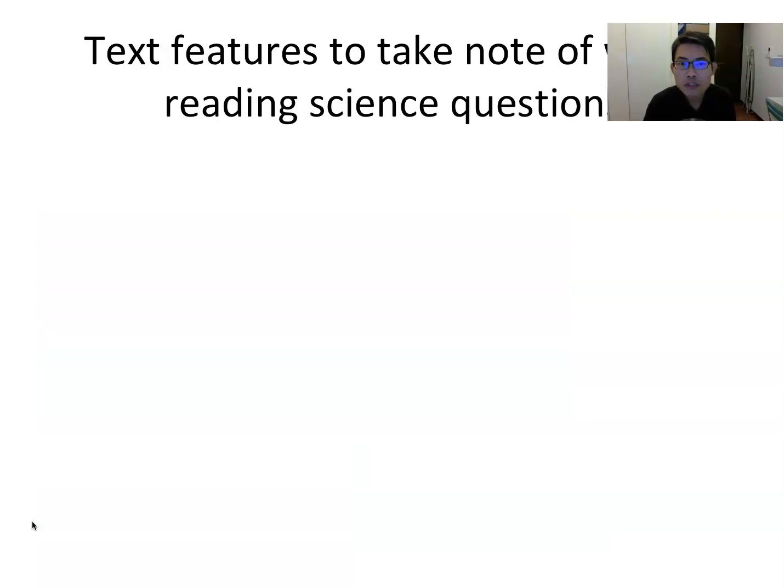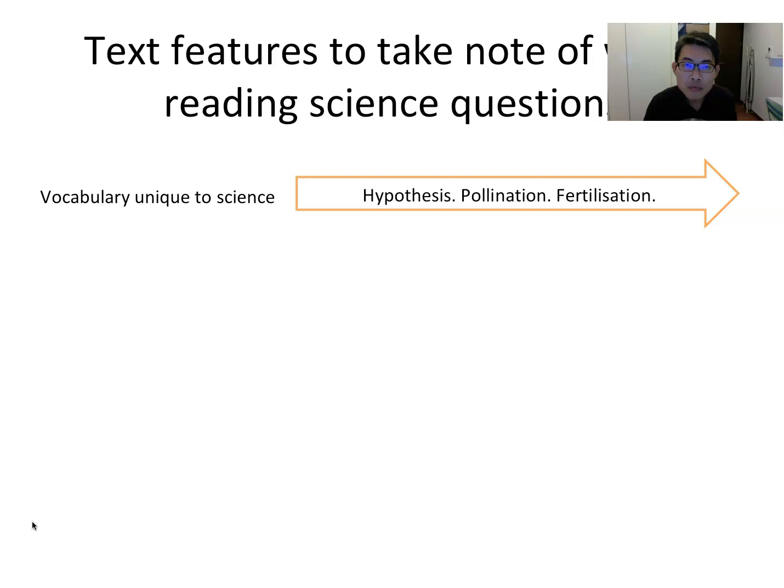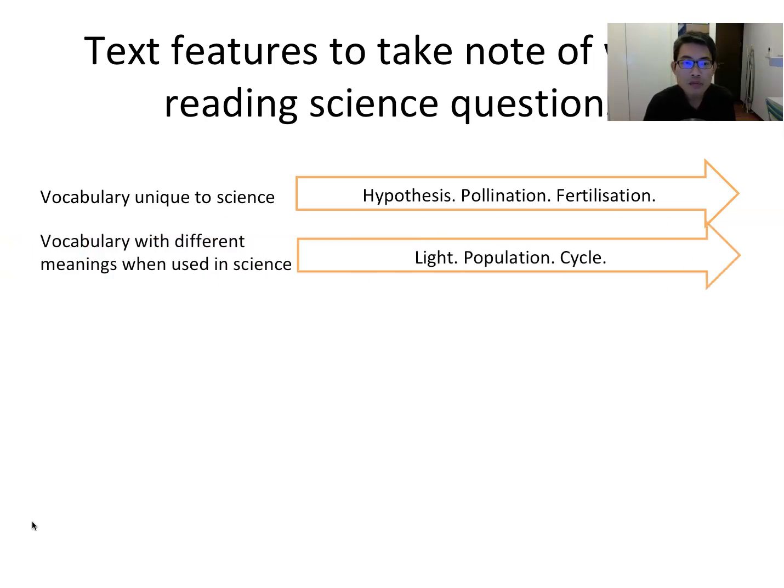When you're reading a science question, there are several kinds of text features that are special to science. For example, there is vocabulary unique to science, such as hypothesis, pollination, fertilization, words that you do not use in your everyday language. And you will find vocabulary sometimes with different meanings used in science. For example, light at home refers to the lights from your lamps, but light in science refers to a form of energy. And light can also refer to something that is the opposite of heavy. Population in day-to-day use could mean the number of people in a country, but population used in science at P6 will refer to the number of living things present in a particular habitat.